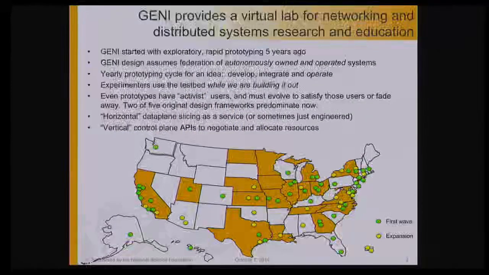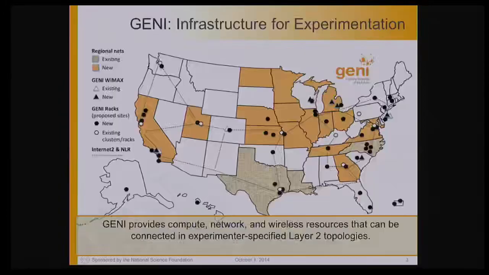The two things that we do in GENI as kind of the fundamentals of how we build the network are slicing the data plane horizontally, so everybody who brings a resource also brings a way to connect to the data plane, which is mostly a layer 2 data plane for the things we're going to talk about today. And then there's a vertical control plane API which you use to access those resources.